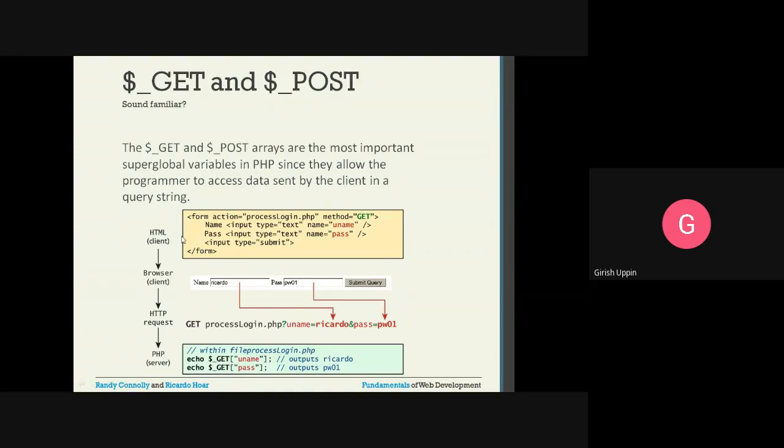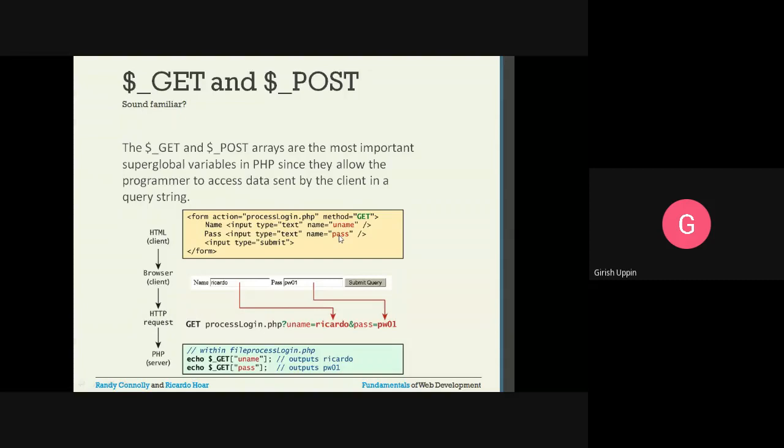You can see this example. We have an HTML client, and this is the form. Action is process login.php. The method is get here, and we have two inputs: one is the name, and second one is the password. When the user enters the username and password and clicks on the submit button, how do we get the data? As a query string. A query string starts with the question mark. Uname is equal to whatever the user has typed in the form, and it is separated by the ampersand and the next value, that is pass.